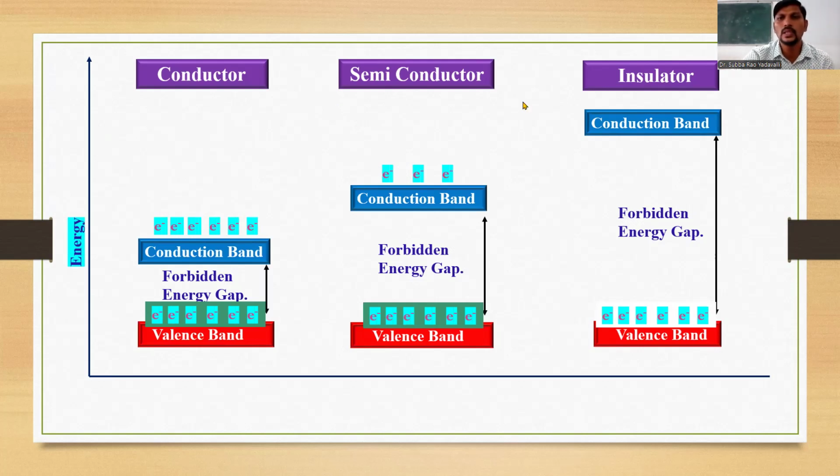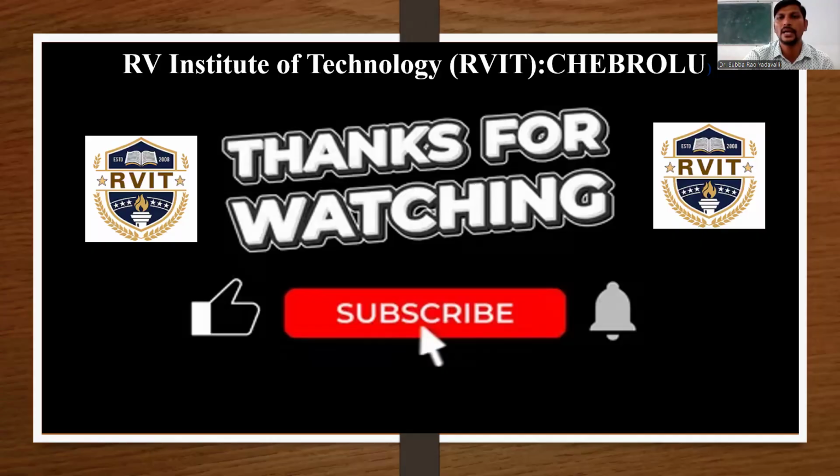And the next one is the insulator. Here there is a huge energy gap between the valency band and the conduction band. Hence, even if the electrons absorb energy, they do not enter the conduction band. That's why they do not conduct electricity. This is the classification.